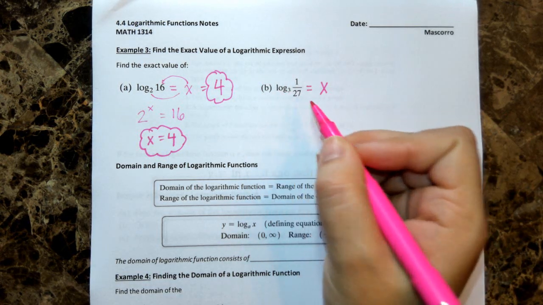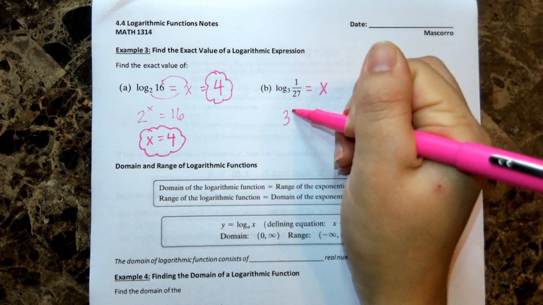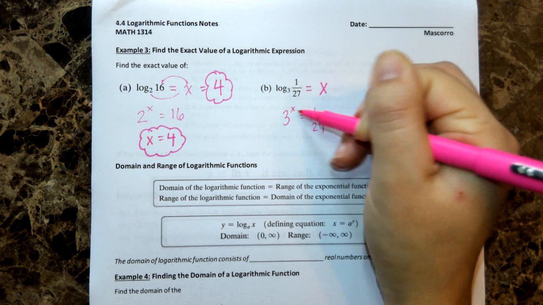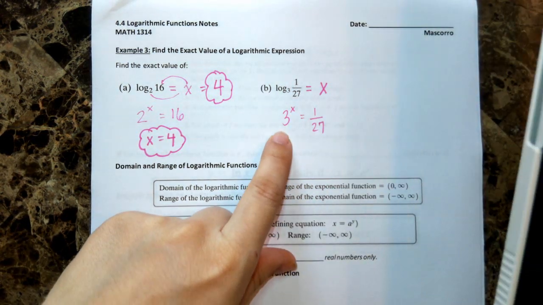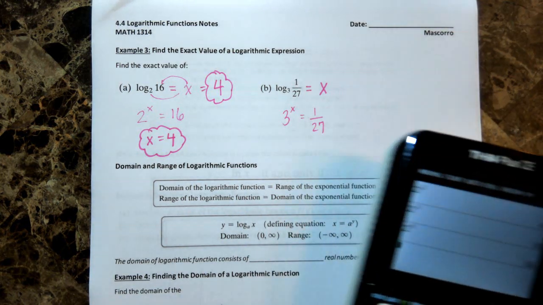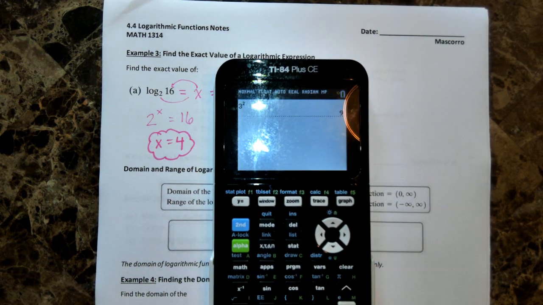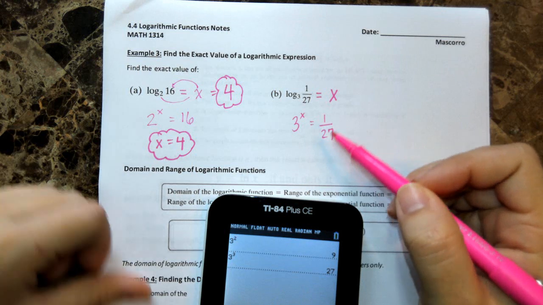Well, if I rewrite this in exponential form, this would be written as 3 raised to the x power is equal to 1 over 27. And I have to figure out 3 raised to what number is going to give us 1 over 27. Now that one might be a little harder, but let's try out some numbers. 3 to the 2nd power, no, that's 9. 3 to the 3rd power, that's 27, but I wanted it to be 1 over 27.